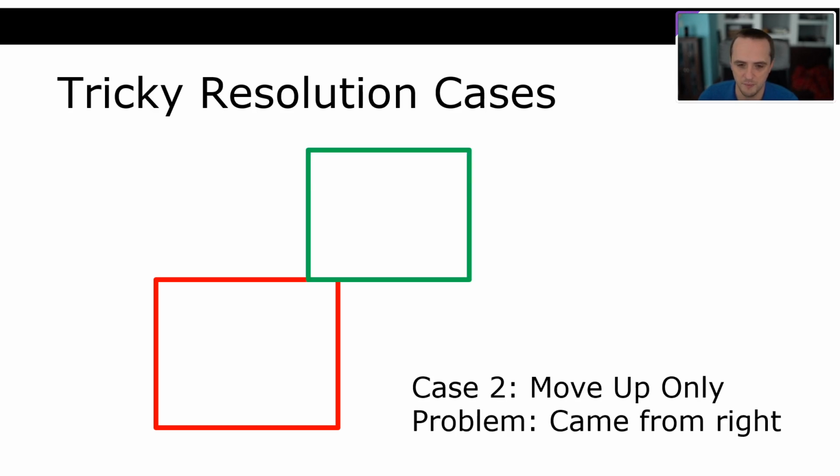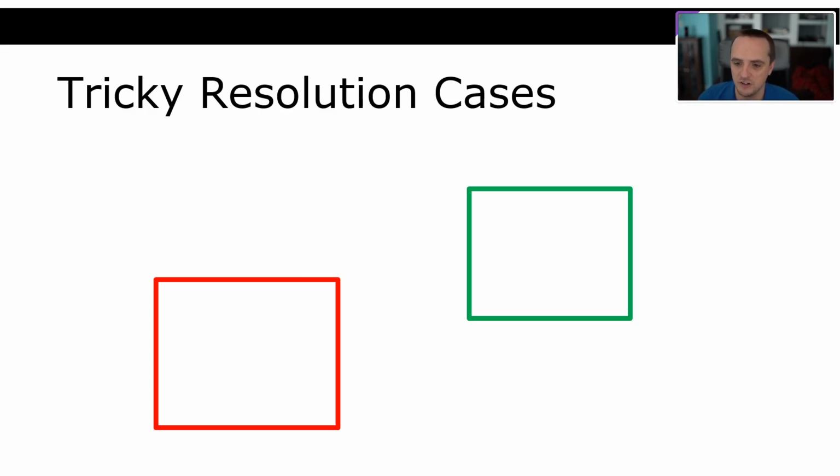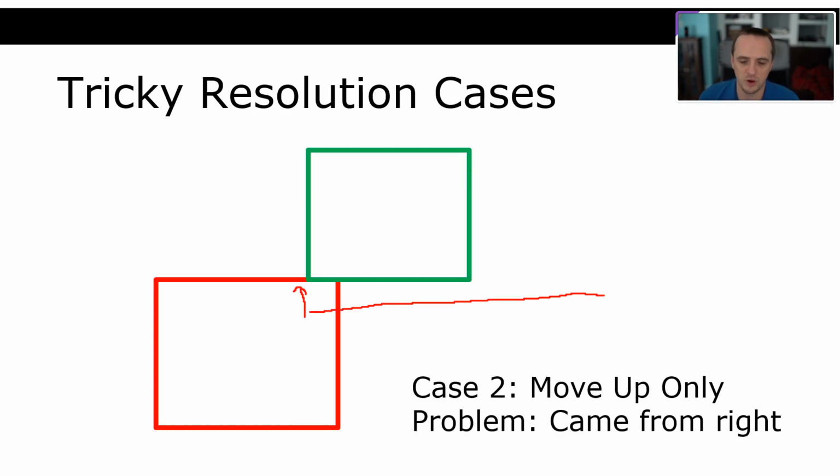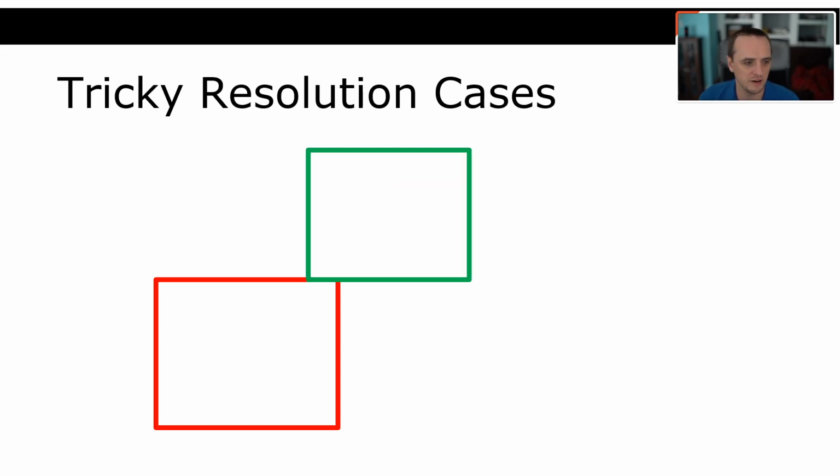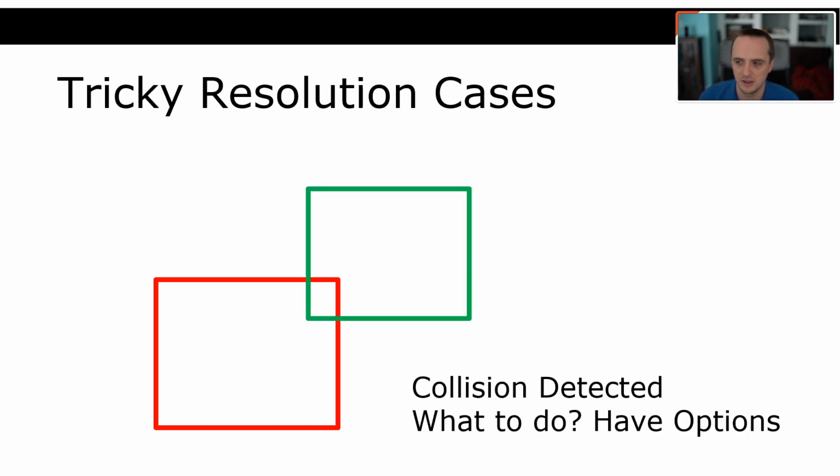What's another option? Maybe we want to just move up. So we moved all the way to the left, and maybe we're just going to push it up. But the issue is that we came from the right. We didn't come from the top. So what do we do here? This is what would have happened if we move up: we go left, left, left, and then we appear up on top of this thing. So maybe that's what we want to do.